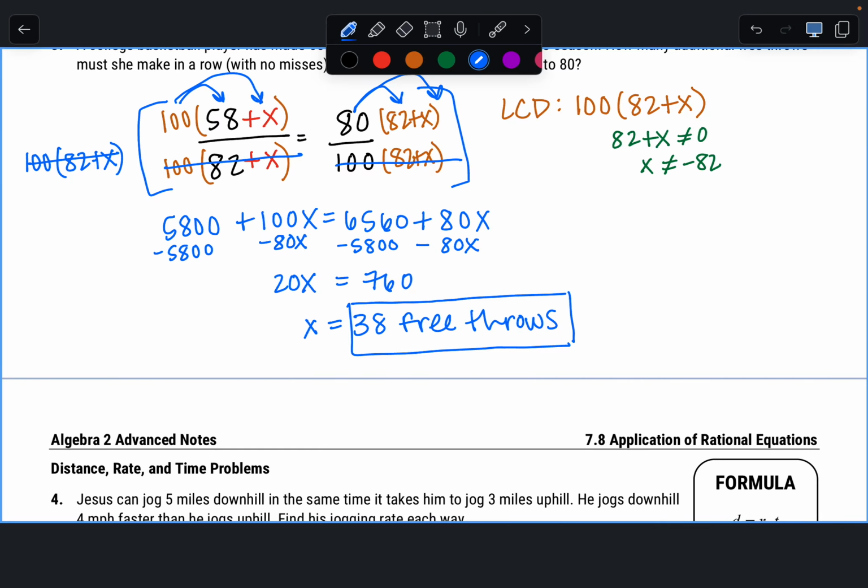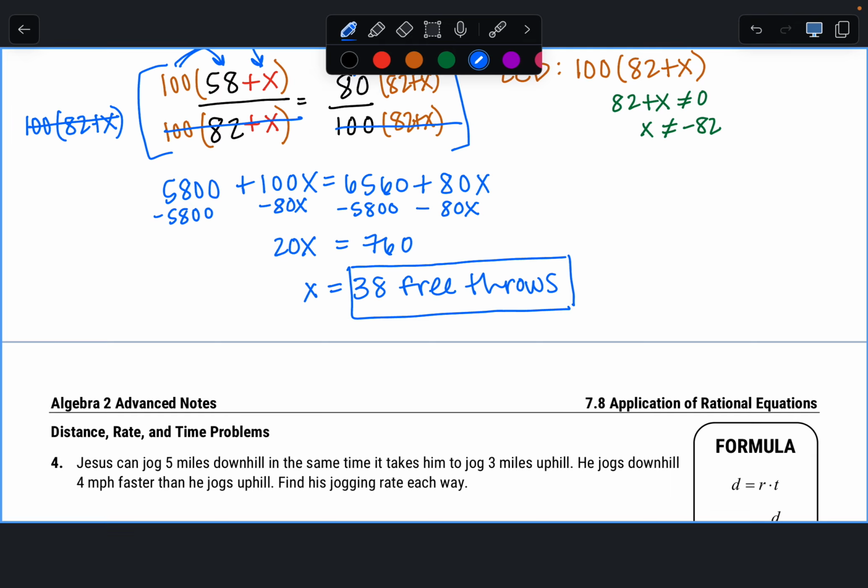38 free throws. Now, one of the things about word problems is typically there's going to be a point allotted to do you have units. So make sure that you're including units in your answers in these problems.